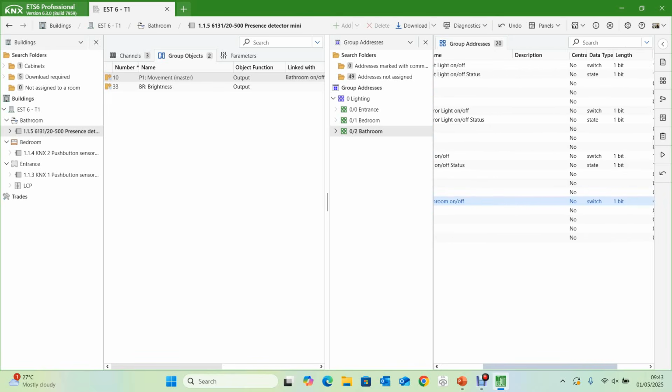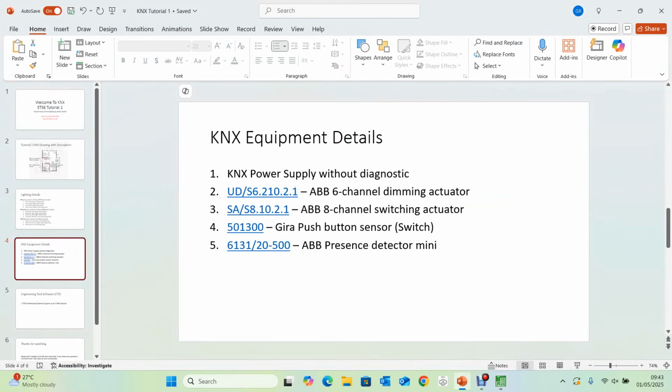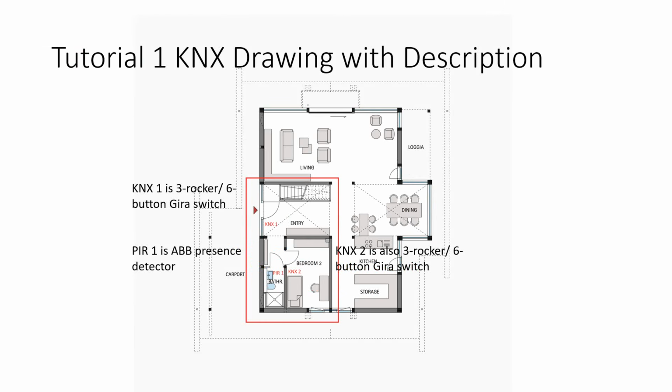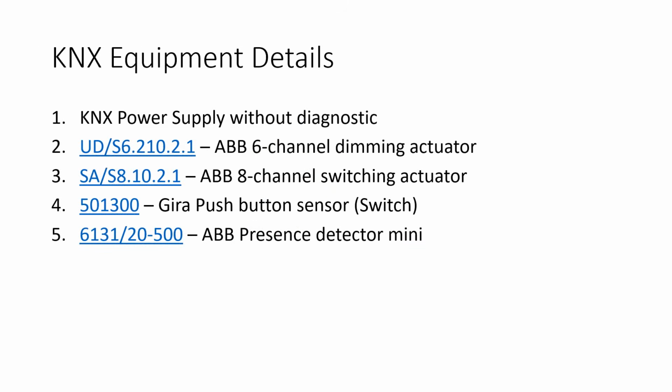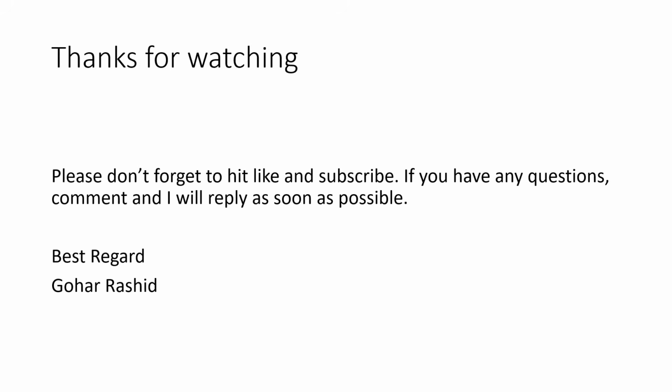Okay, I think that's all. I hope you guys enjoyed it and it didn't become really boring. So this is sponsored by Smart KNX, and these are KNX 1, KNX 2, PIR 1. We did that, and then these we did through that. These were the new equipment we used. So ETS, we use ETS6 Professional demo, which supports up to 5 KNX devices, which I already explained to you.